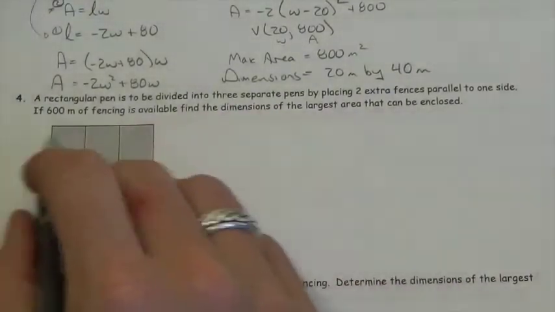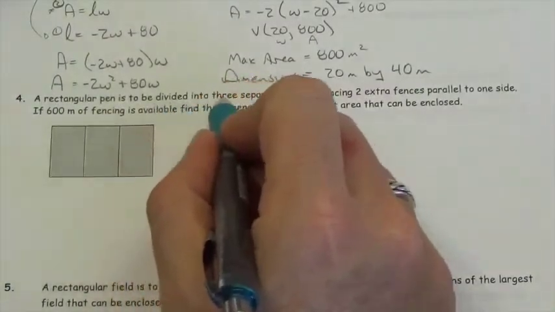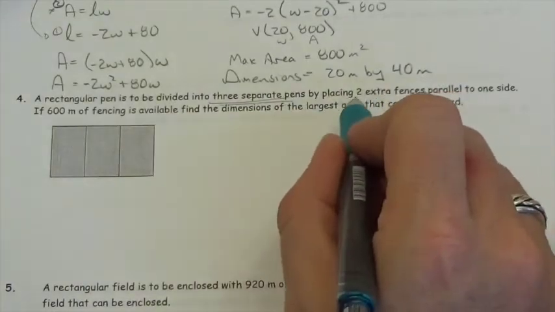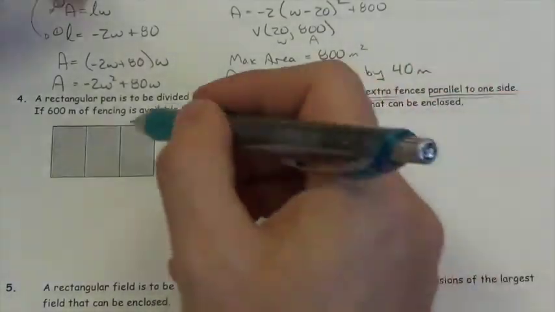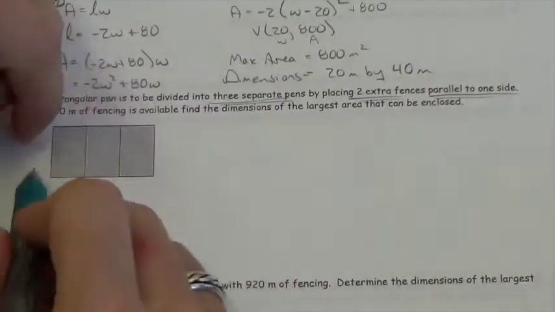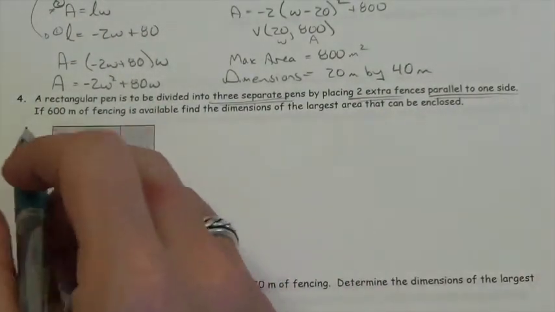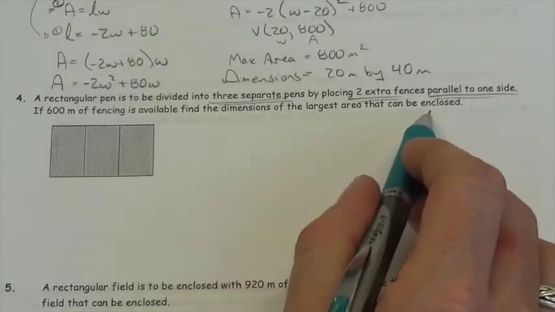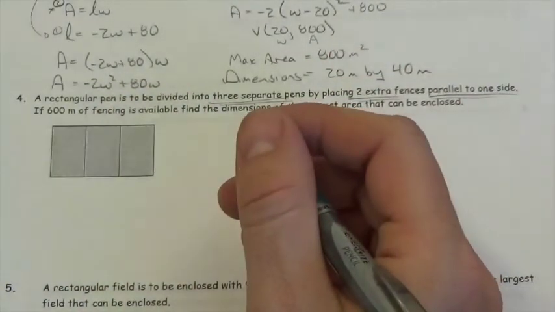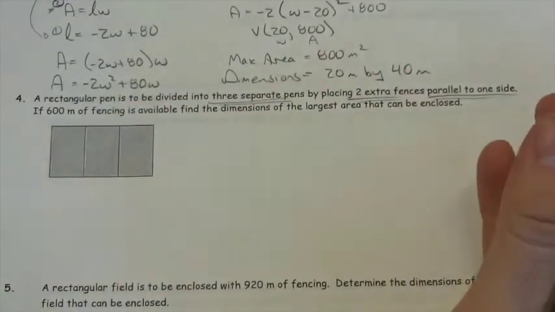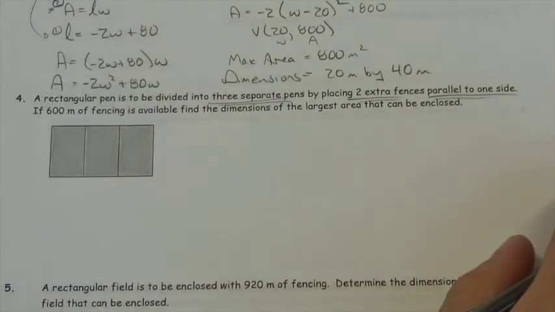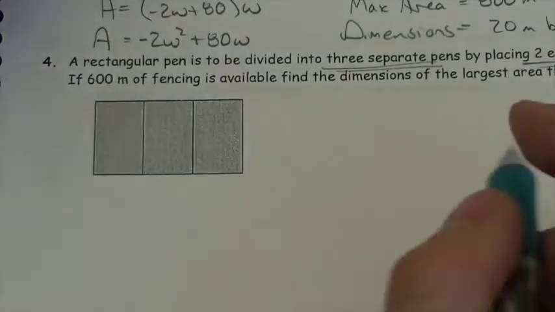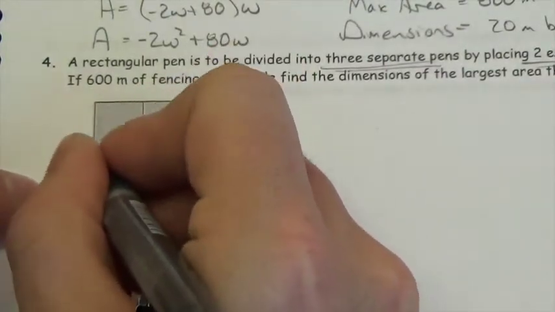So I'm going to draw this out here. I just want you to recognize what this means. One rectangular pen divided into 3 separate pens using 2 extra fences parallel to one side. Now we could have gone this way. It really doesn't matter in this case. So if 600 meters of fencing is available, find the dimensions of the largest area that can be enclosed. Okay, so we have to throw down some variables here. Now, there are at least a couple of different ways of doing this. So let's zoom in on this a little bit. I'm going to call this dimension here the width.